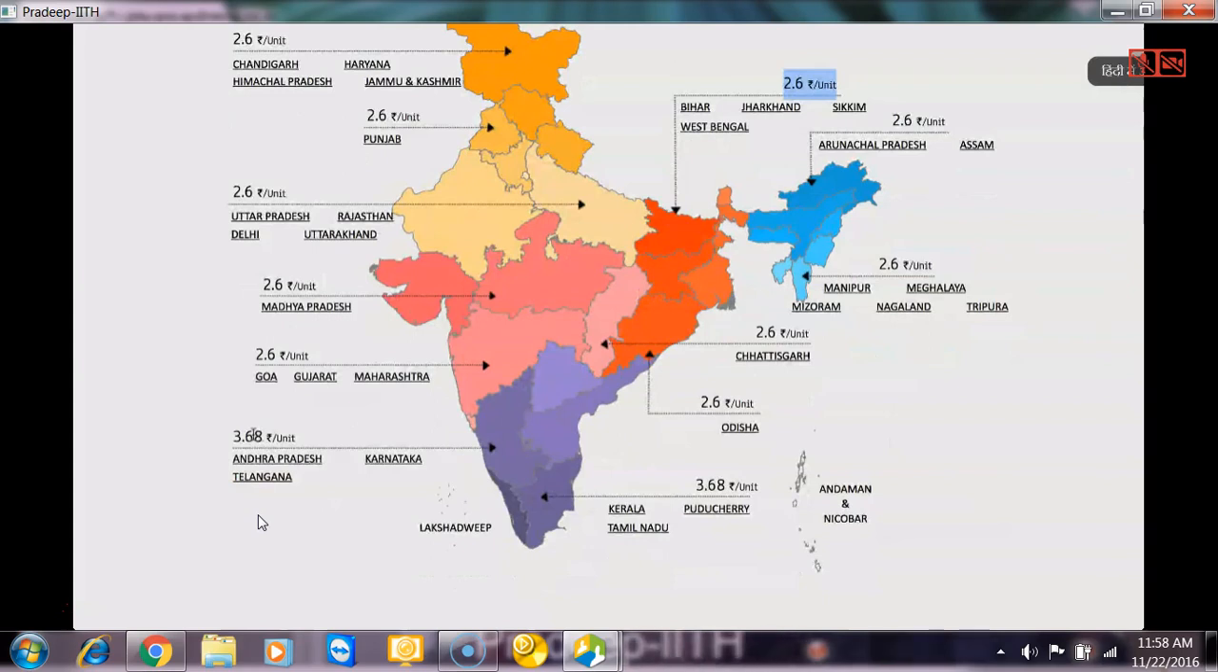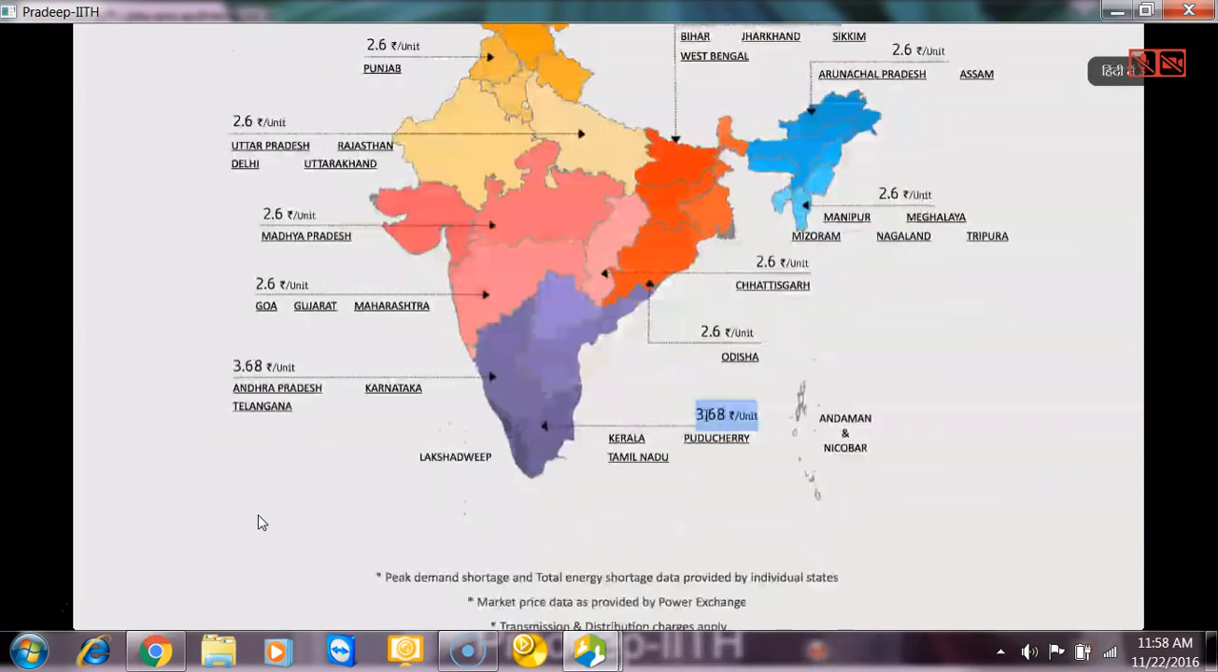Okay. So if that is the situation, then what can happen now? If more power flows from the north part of the country to the south, then we can reduce the prices. Because locally the price is 3 rupees 68, I can get power from North India so that the power cost will reduce. So for that we need the transmission networks of the country to be interconnected.